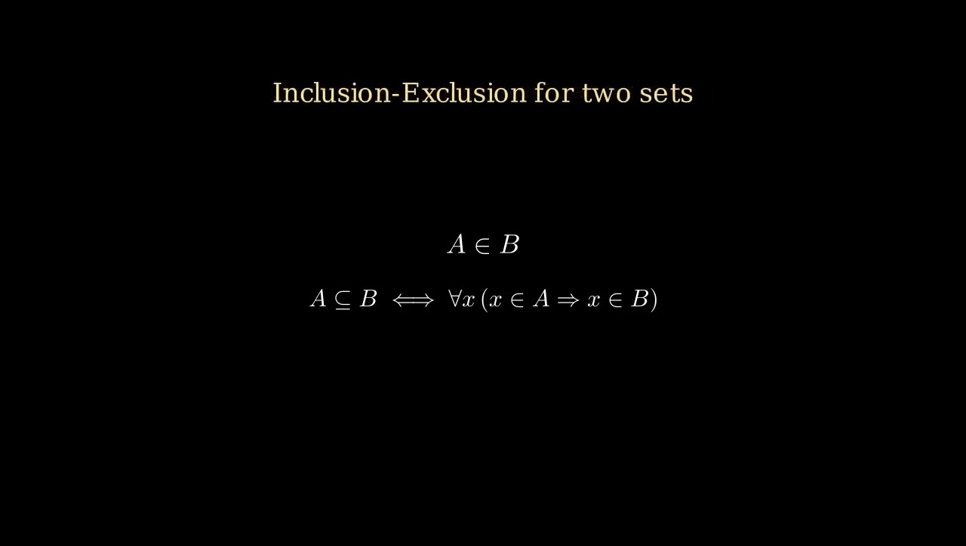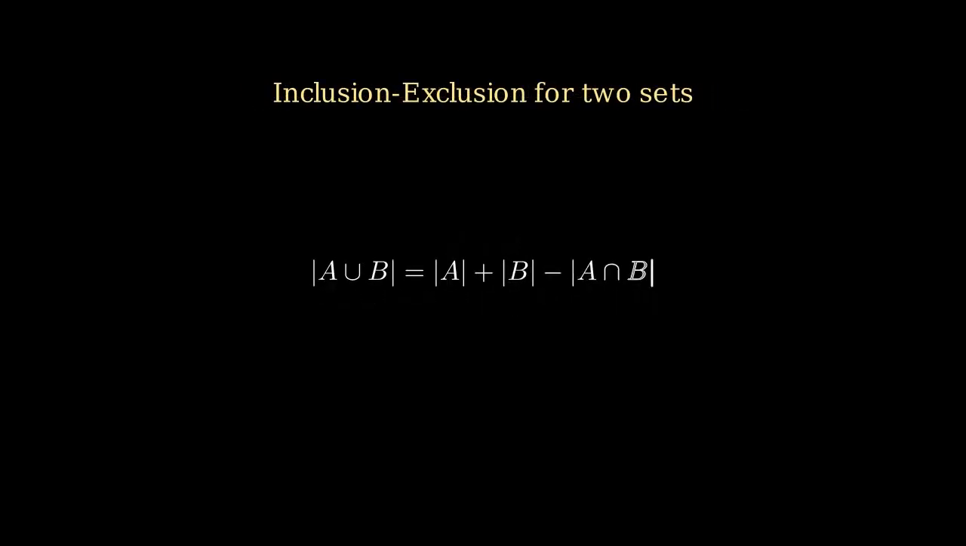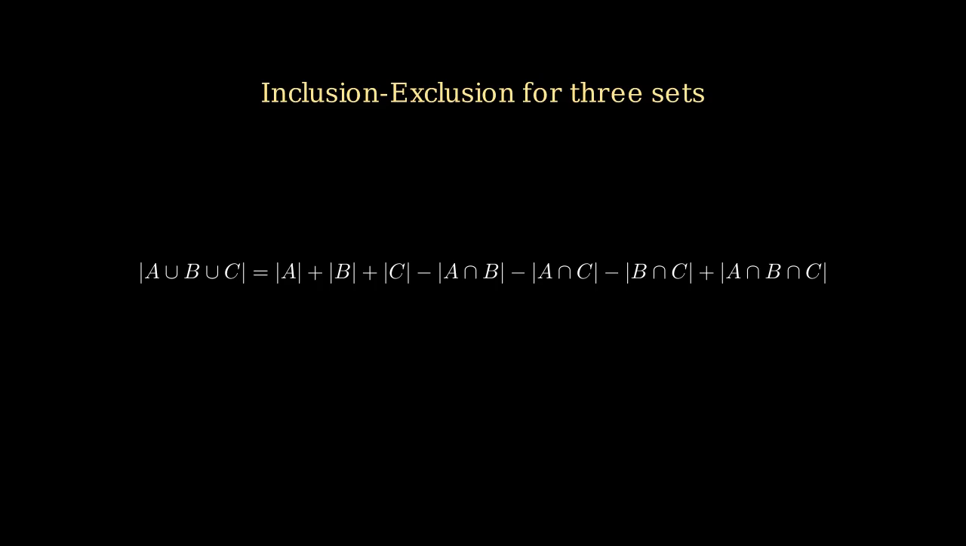First key theorem, inclusion-exclusion for two sets. The size of A union B equals the size of A plus the size of B minus the size of A intersect B. Inclusion-exclusion for three sets extends this idea. The size of A union B union C equals the size of A plus the size of B plus the size of C, minus the three pairwise overlaps, A intersect B, A intersect C, and B intersect C, plus back the triple overlap, A intersect B intersect C.